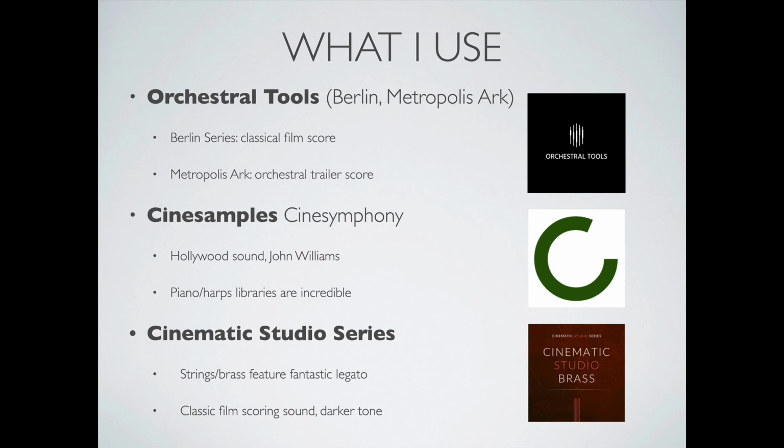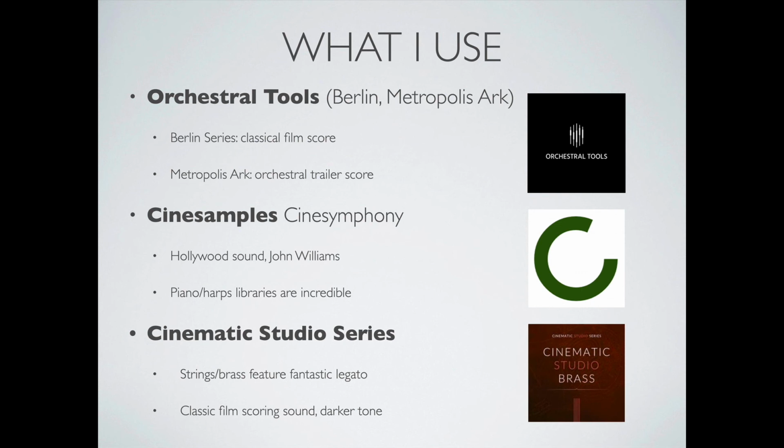So Orchestral Tools, the Berlin stuff is more catered to the classical film score sound, whereas the Metropolis ARC, they have 1 through 4 at the time of this recording, is dedicated to more orchestral trailer scores, so more bombastic and more upfront in your face type of sounds.